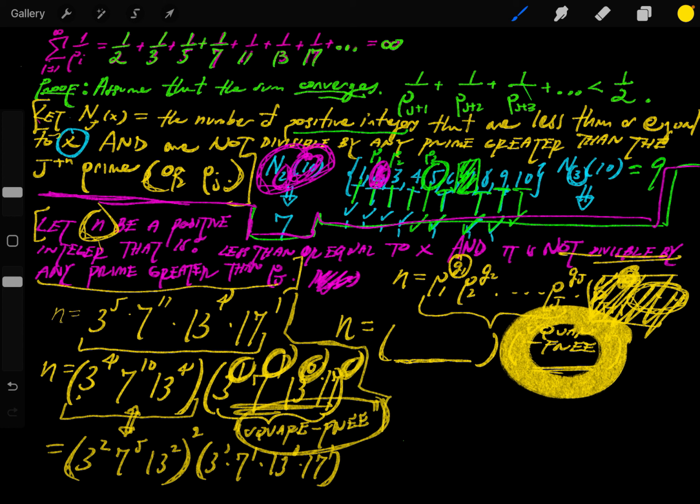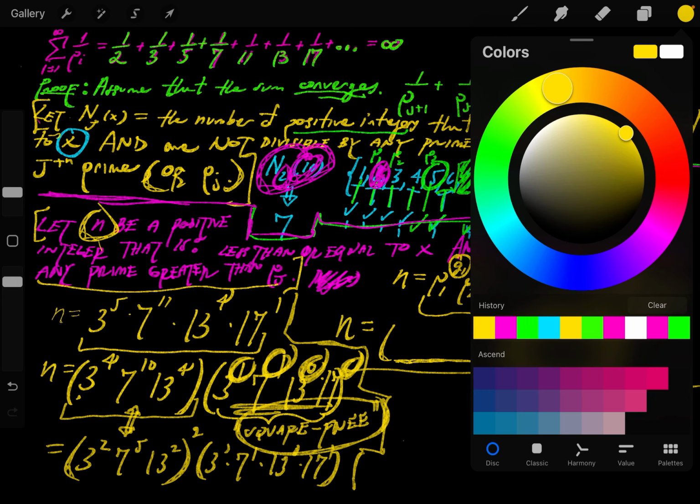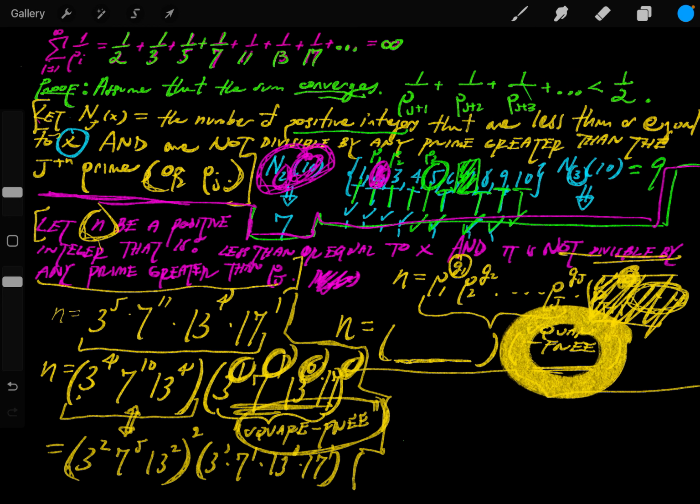Now, if I take this in the general, what this means is that I can rewrite n like this. I could say n is equal to n1 squared times m, where m is square free. And again, the key here is that this m, when you write it as a product of primes, none of the exponents will be greater than 1.